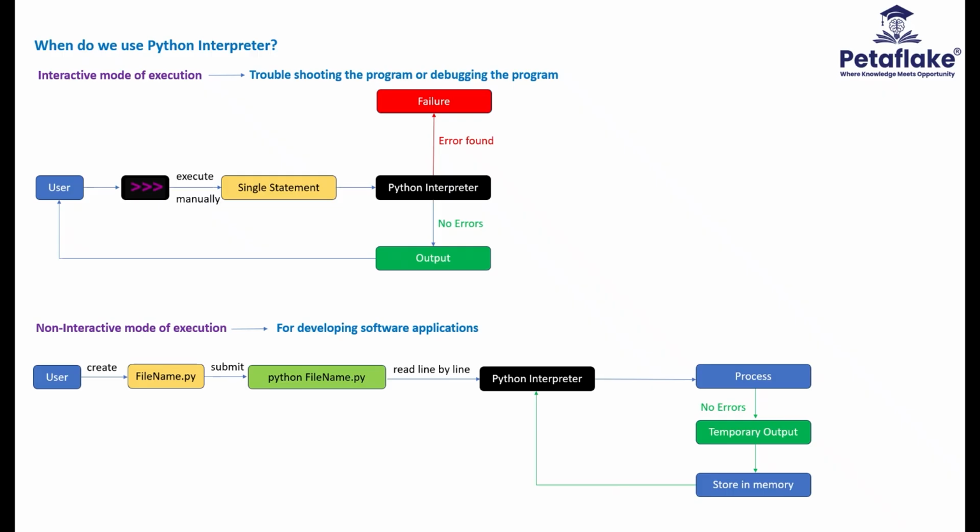Once all the lines of code in the program are successfully executed by the Python interpreter, then the final output of the program will be printed on the screen. In case of any errors in the program, the execution fails and the error will be displayed on the screen. I hope you got an understanding of what an interactive mode of execution is and what a non-interactive mode of execution is. Let's understand how to store the Python code in the .py file.